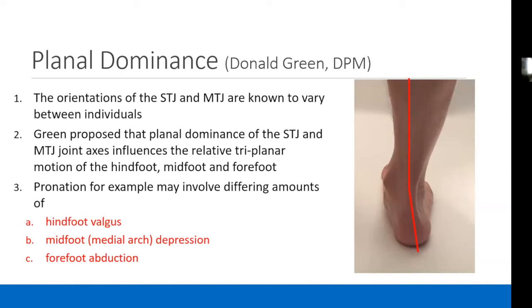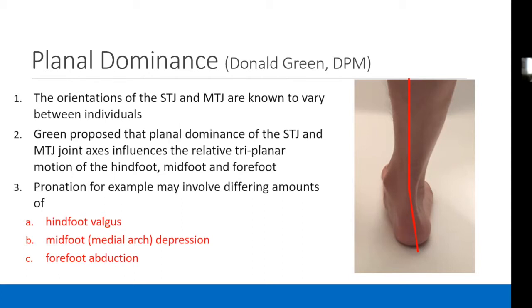So just getting on to describe more about planal dominance, Green proposed that planal dominance of the subtalar and the mid-tarsal joint axis influences this relative triplanar motion of the hindfoot, midfoot, and forefoot. And if you carry on with a little bit more recent research, Beamers and others that have looked at the subtalar joint especially, which is getting better known from the biomechanics, then you know that not only the joint axis of these joints can vary from individual to individual, it can vary through the articular range of the joint. It also is more or less well constrained within a single patient. And so all of those things really need to be taken into account in the orthotic design.